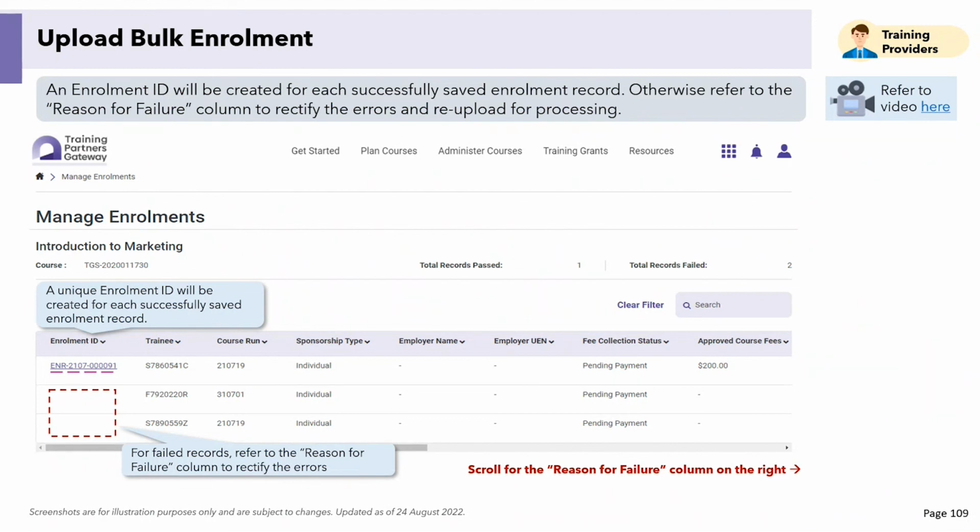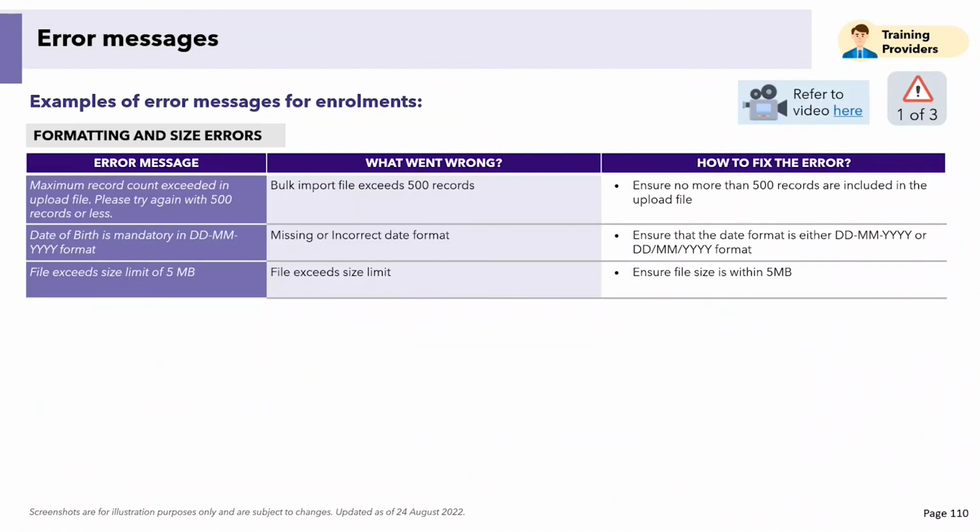Okay, so going more into possible reasons for failure. Just some common ones that we have collated and categorized into a few categories. So the first kind of error would be mainly formatting and size errors. Here you will see that if the message mentions that the max record count exceeds the upload file, this means that more than 500 records were submitted and 500 records is the maximum. So the user will then have to ensure that not more than 500 records are in one upload file.